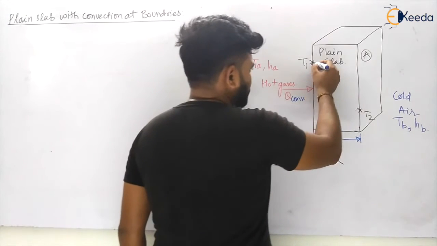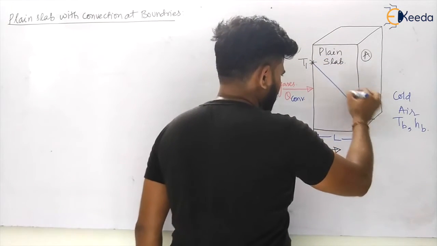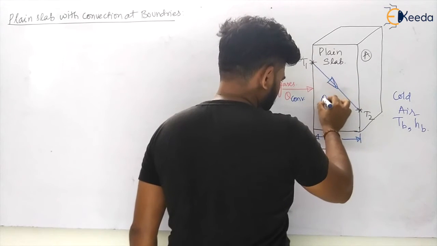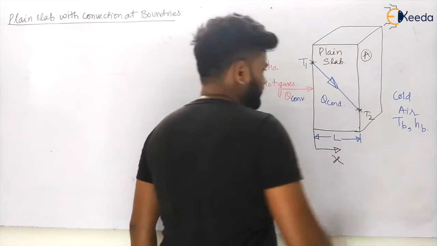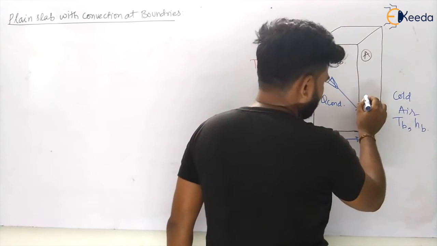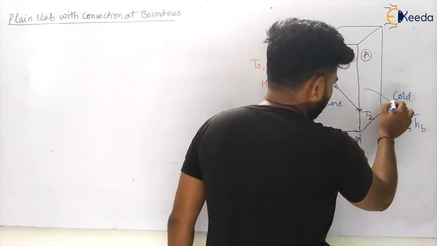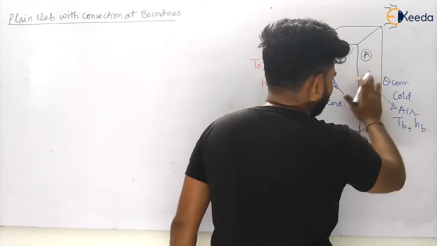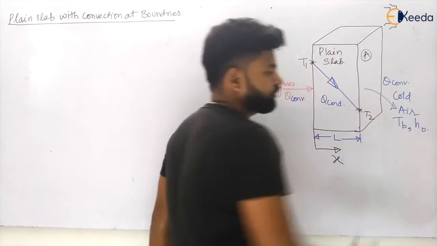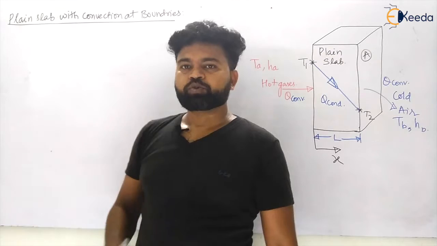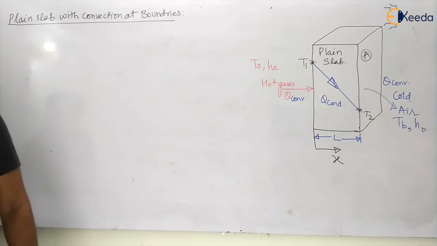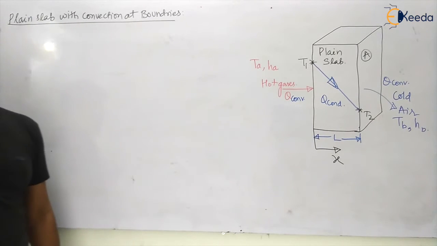Okay, then there will be conduction inside the plane slab. Due to this temperature drop there will be conduction in the plane slab. Then again there will be heat transfer due to convection, that is Q convection due to cold air, from this surface area to that surrounding fluid. So let us analyze it. So my dear students, what is the heat transfer by convection, conduction, and again by convection? So can we calculate this?